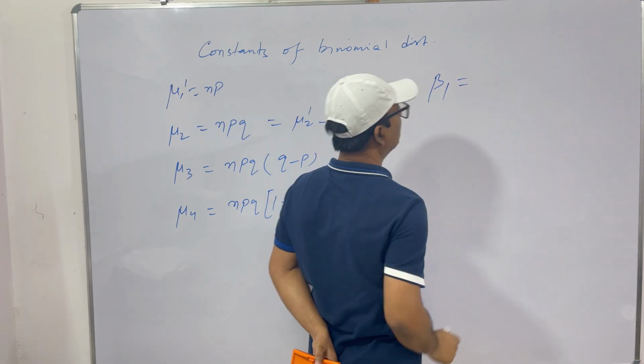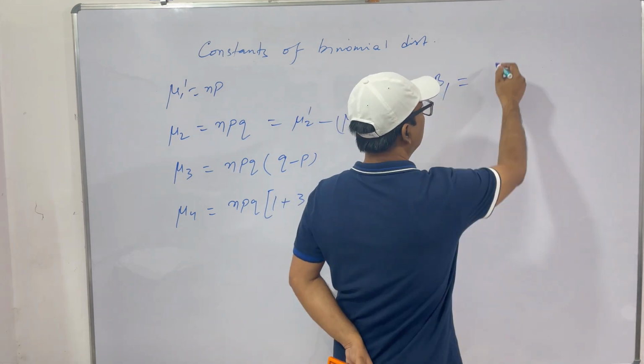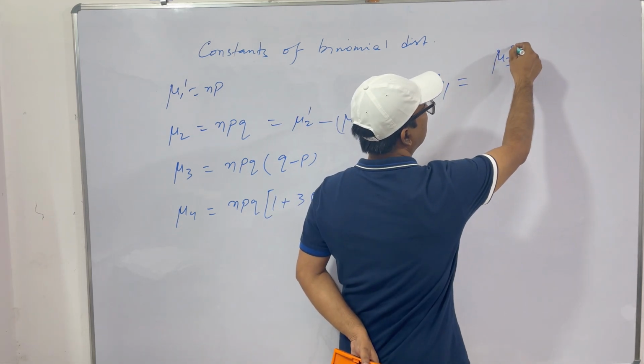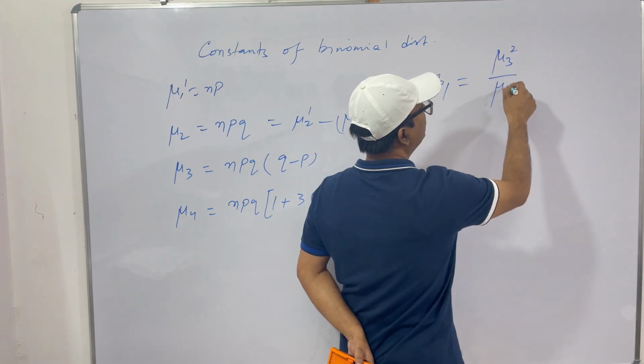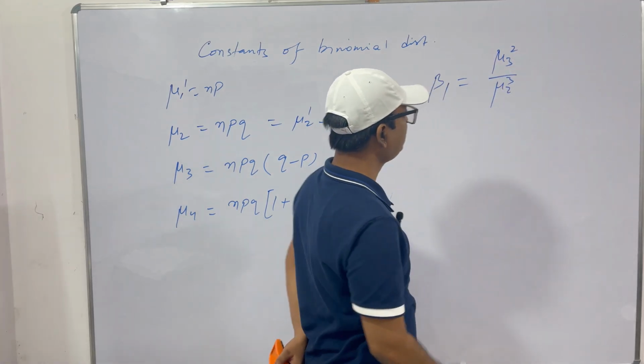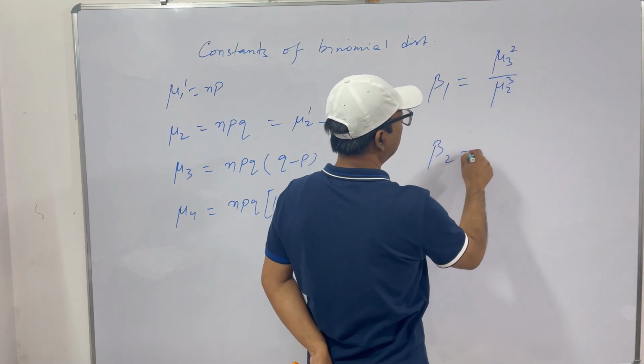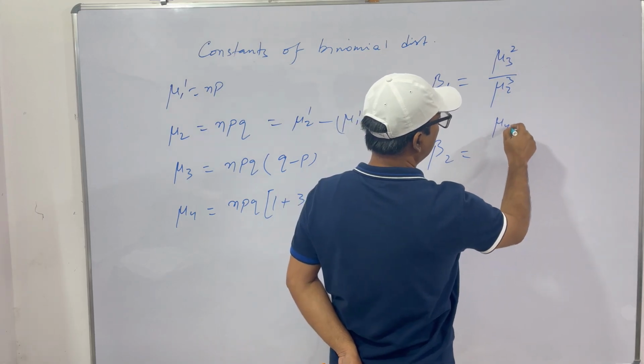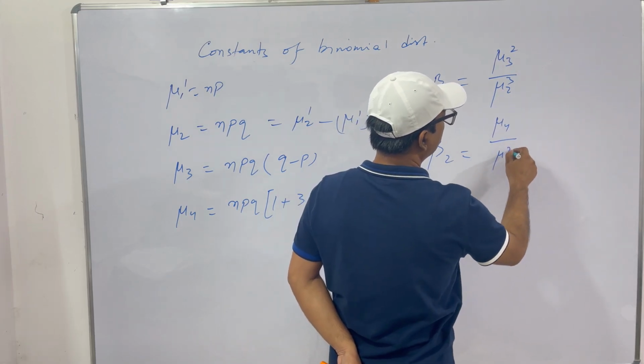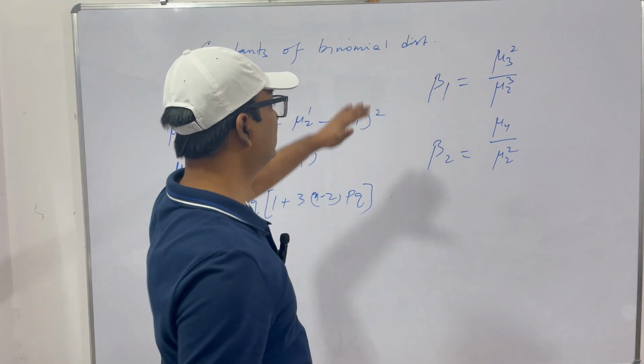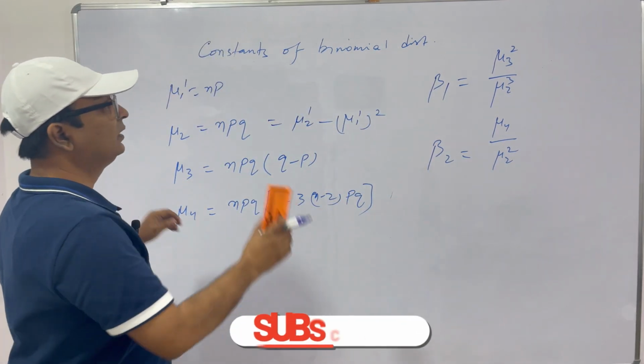First is beta 1 for the skewness of the curve, that is mu3 square by mu2 cube, and we have beta 2 that is given by mu 4 by mu 2 square. So you just have to remember all these things.